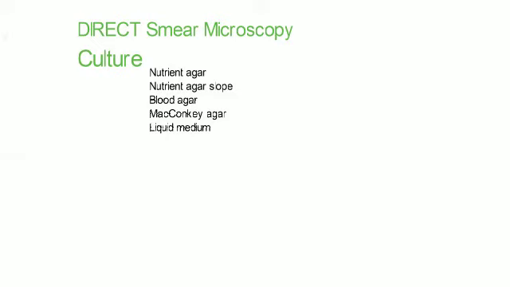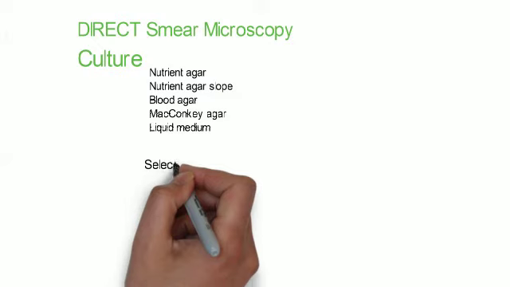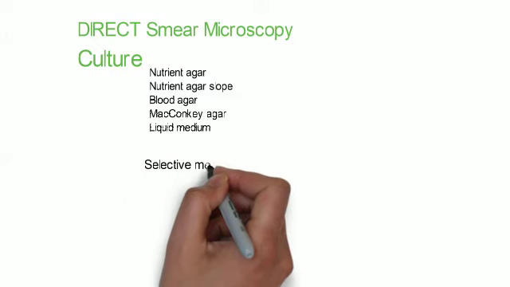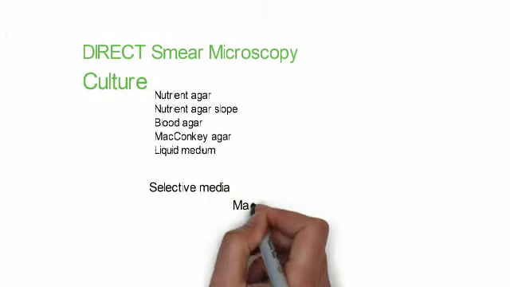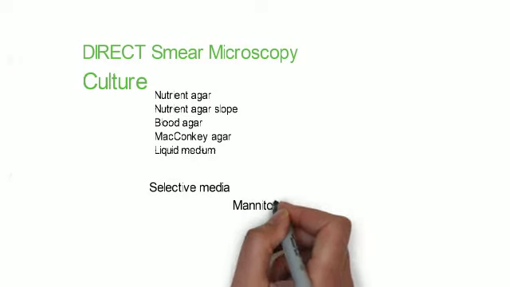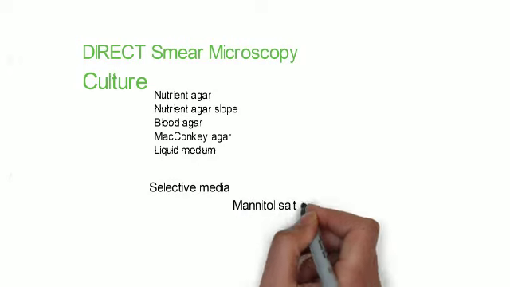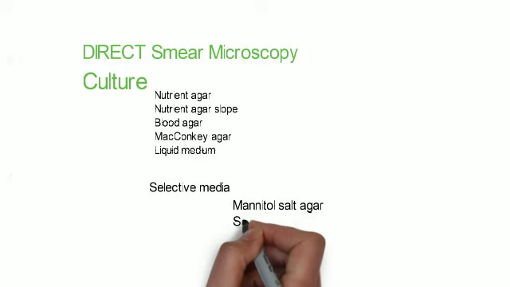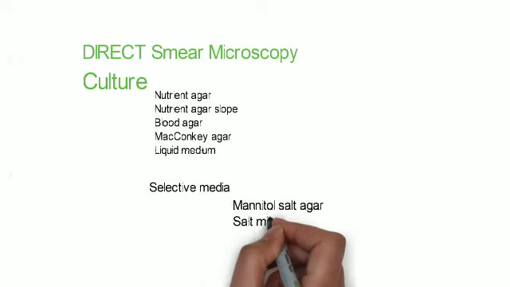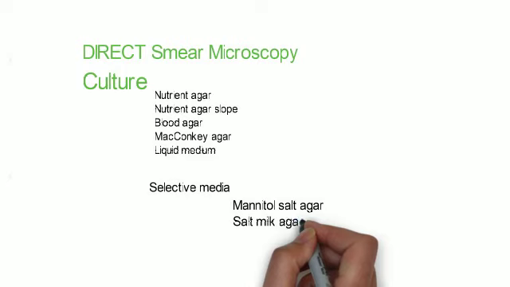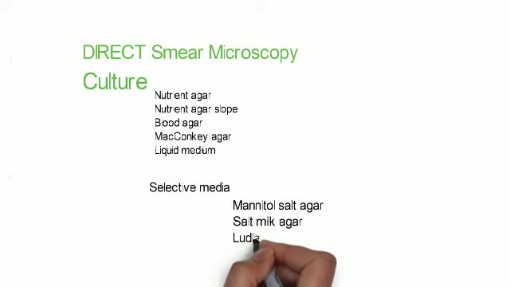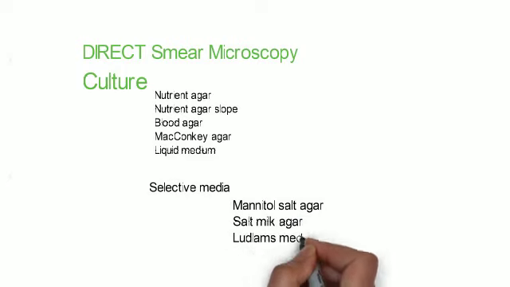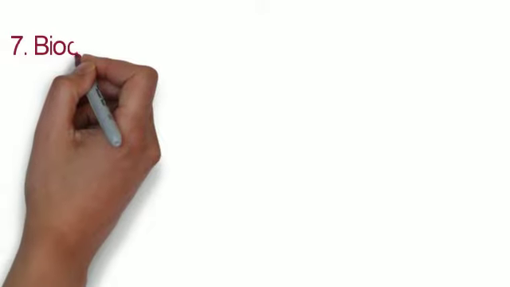Blood agar. Colonies are similar to those on nutrient agar, in addition surrounded by a narrow zone of beta hemolysis. MacConkey agar. Small pink colonies are produced due to lactose fermentation. Liquid medium. It produces uniform turbidity. Selective medium, mannitol salt agar, contains nutrient agar with 7.5% NaCl and phenol red as an indicator. Salt milk agar contains nutrient agar, 6.5% NaCl and 10% skimmed milk.